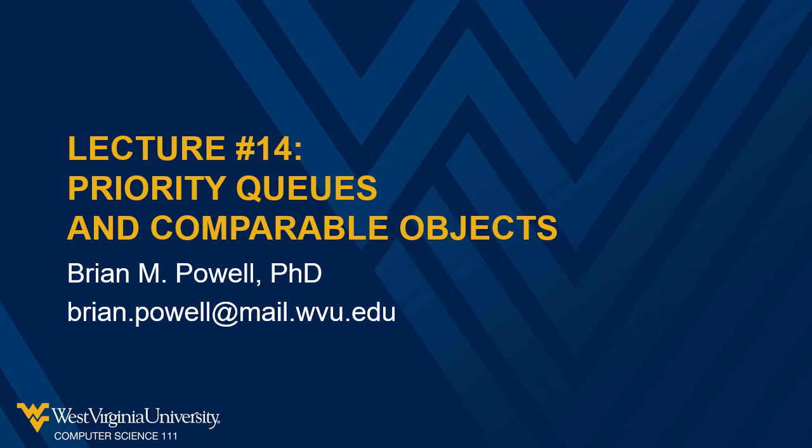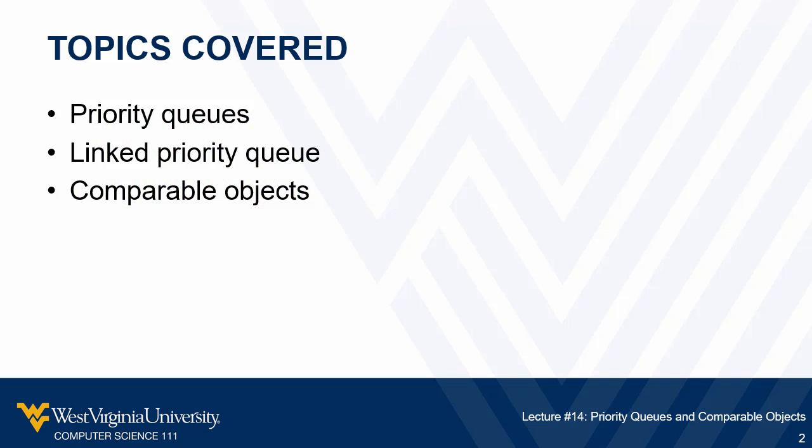Welcome back to CS111. In this lecture, we're going to take a look at a variant of the queue known as a priority queue, and we'll see how to create a linked implementation of one. We're also going to look at how we can make our objects comparable between different objects of the same type so that we can sort them for use with a priority queue.